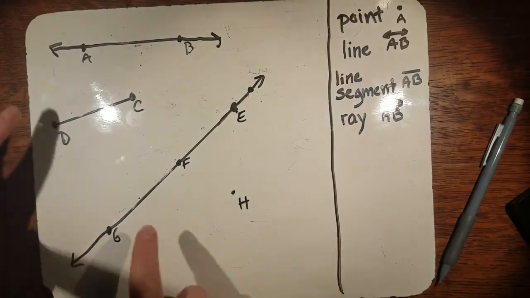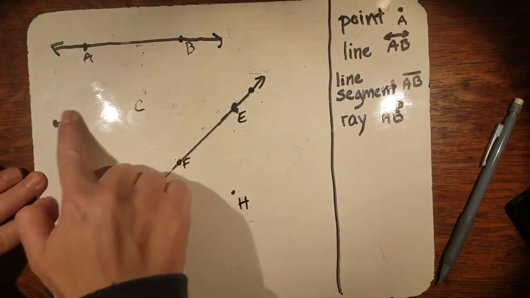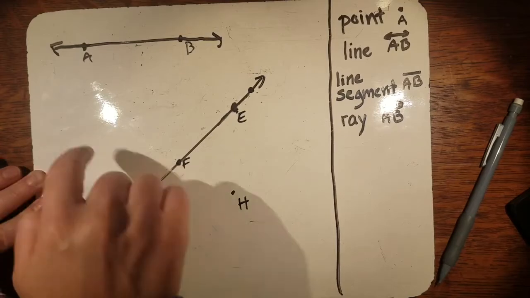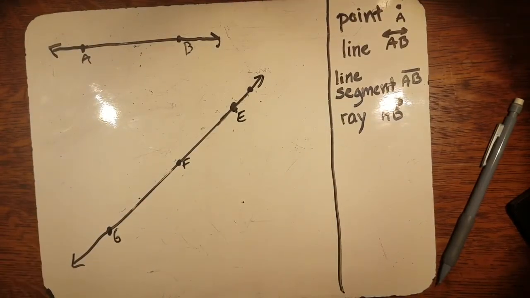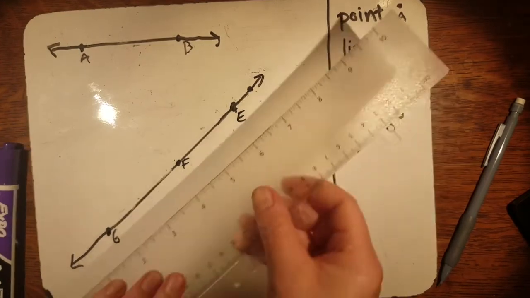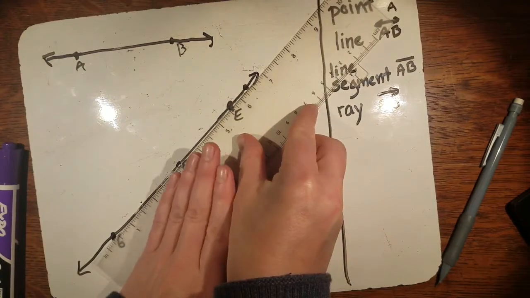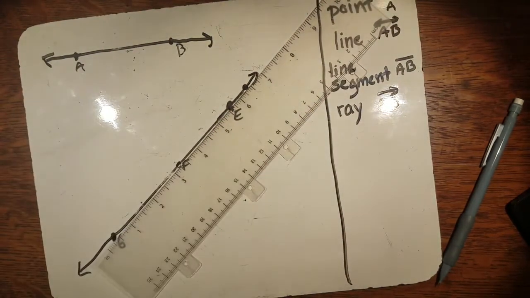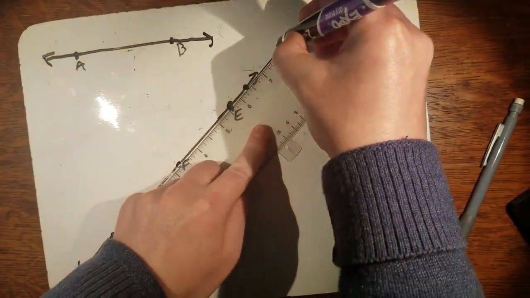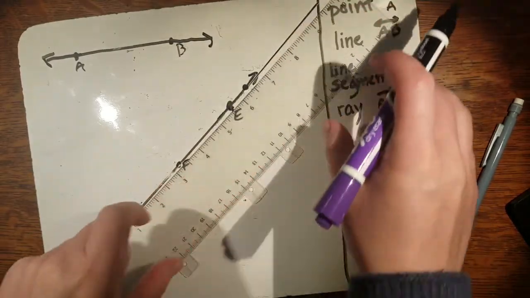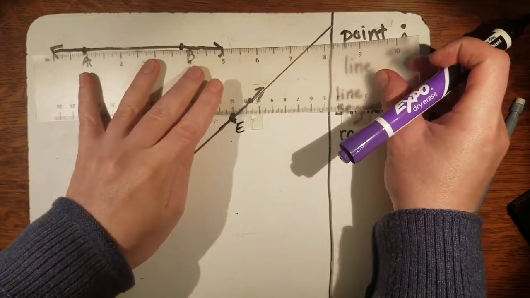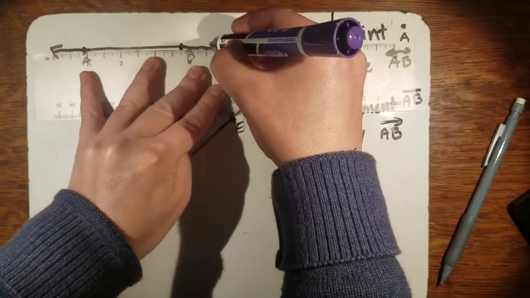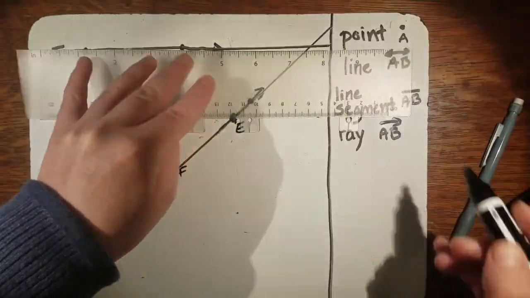Since these two lines go forever and ever and ever, what's going to happen to them? At some point, they're going to do what we call intersecting. They're going to intersect. They're going to crisscross. Look at that. They crisscrossed.